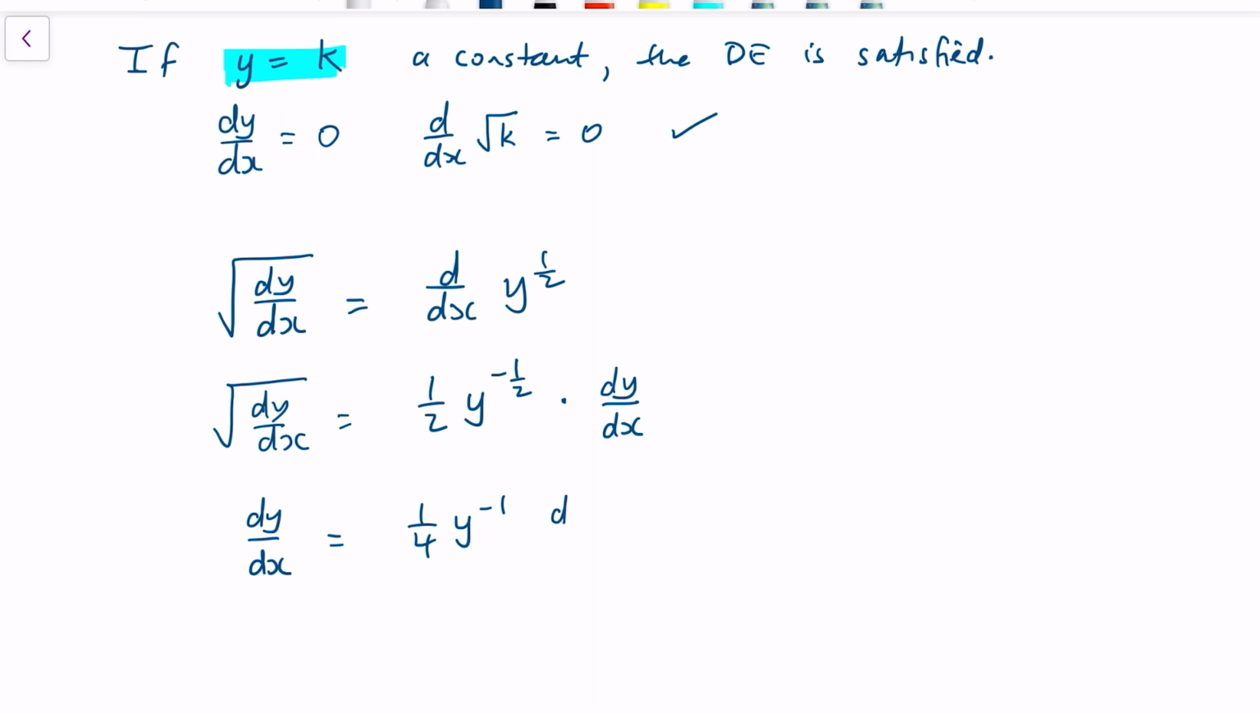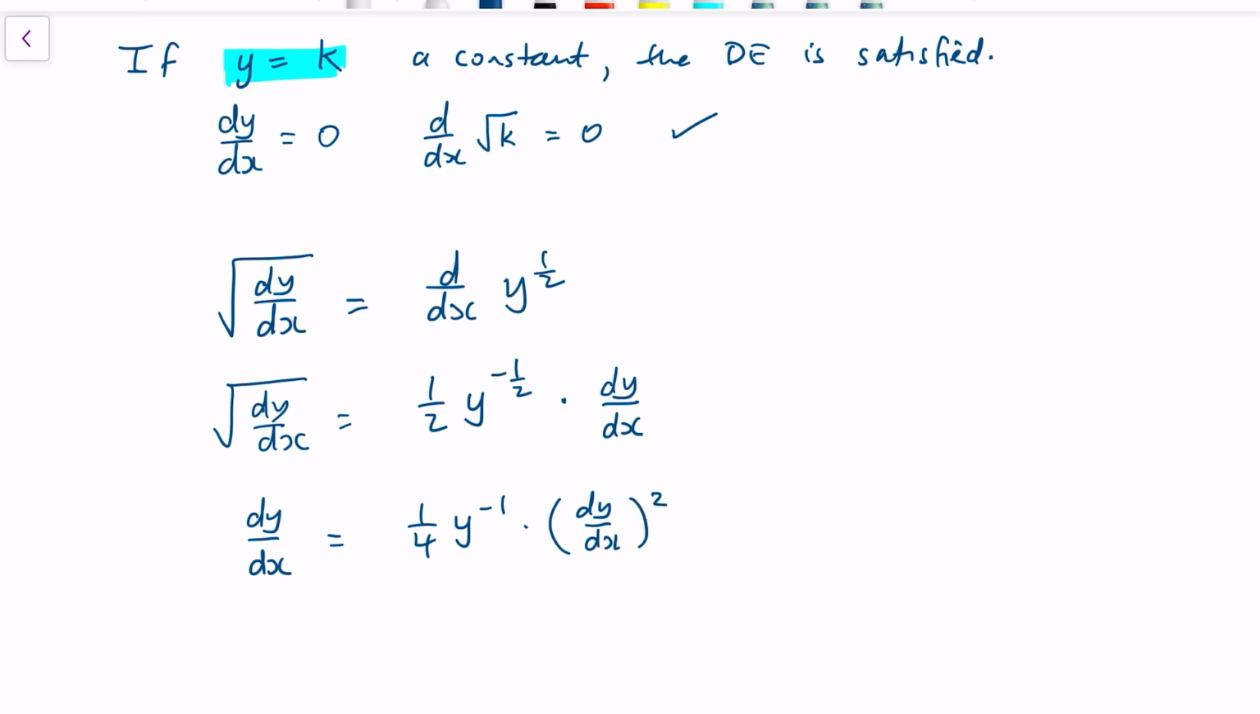You've got to be careful that you don't write it as d squared y over dx squared, because that's the second derivative, and we're not getting the second derivative, we're just getting the first derivative squared.